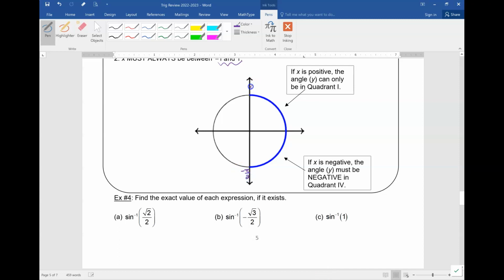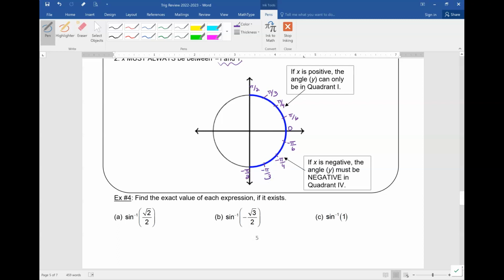Where is pi over 2? Up here. So it's only this region that we care about. 0 is here. Right, so what other angles are over here? Well, it's the same players of the game, right? Pi over 6, pi over 4, pi over 3. And then here, negative pi over 6, negative pi over 4, negative pi over 3.